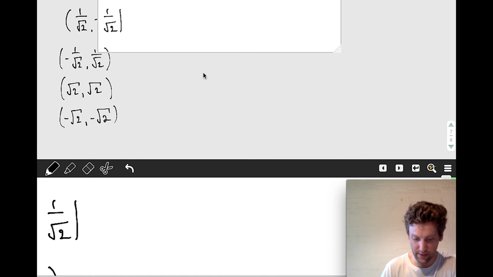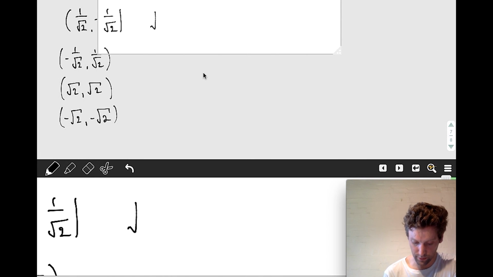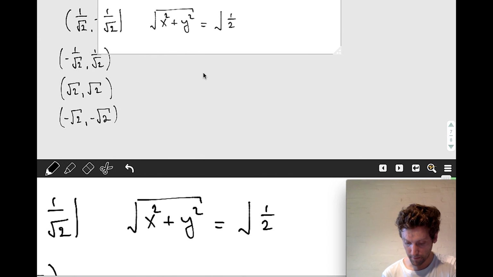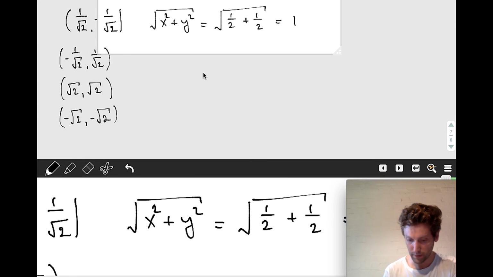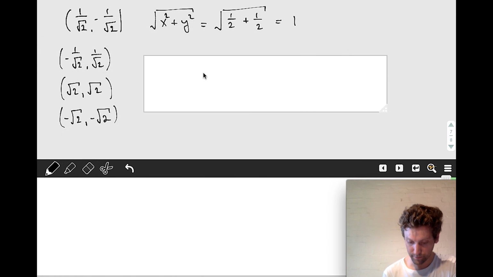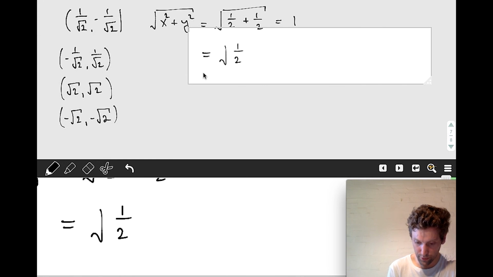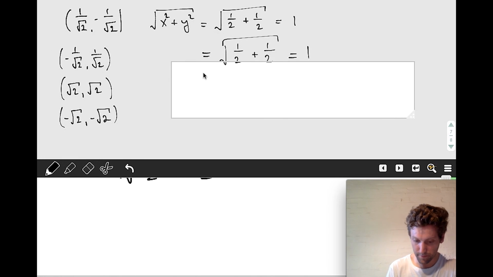So we want to find the distance. So the distance again was the square root of x squared plus y squared. So for my first point there, 1 over root 2, minus 1 over root 2, I'm going to get the square root of 1/2 plus 1/2. I get the square root of 1, which is 1. For the second point, I get the square root again of 1 over 2 plus 1 over 2. I get a distance of 1.